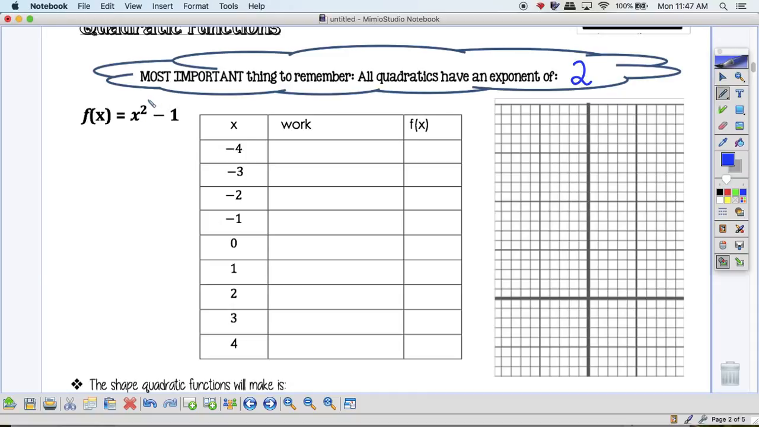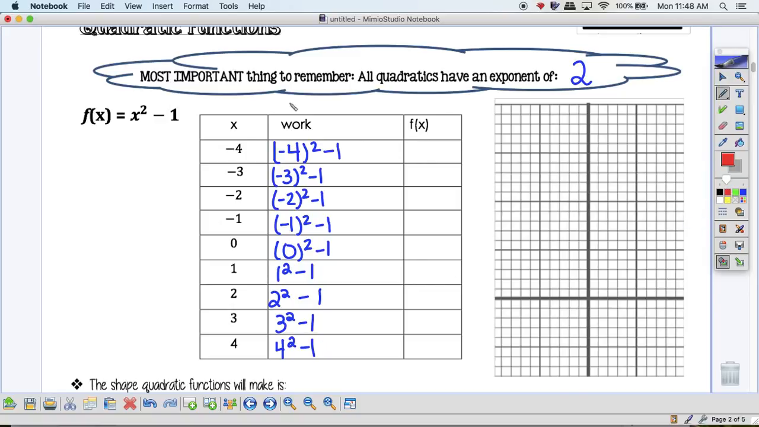It has 2 as the highest exponent. So I'm going to plug in -4 squared minus 1, -3 squared minus 1, -2 squared minus 1. So I'm plugging in all of these values for x. And then we're going to see what shape that it makes when we graph it. So 1, 2, 3, and 4.